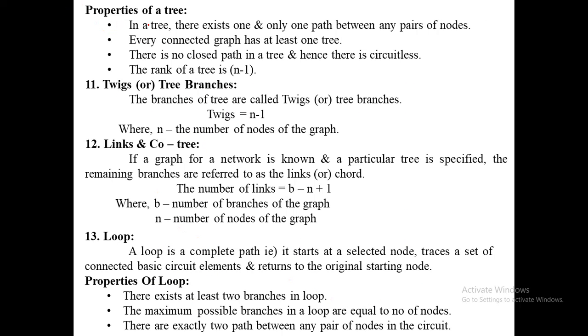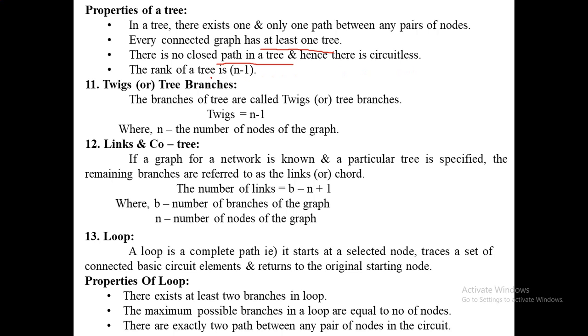Next, properties of a tree. In a tree, there exists one and only one path between any pair of nodes. Every connected graph has at least one tree. Each graph has at least one tree. There is no closed path. As I said initially, there is no closed path in a tree, hence it is circuitless.